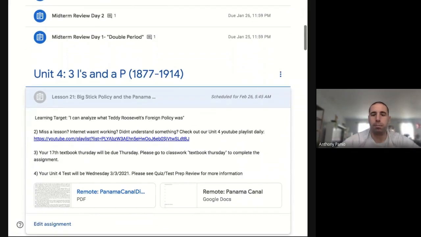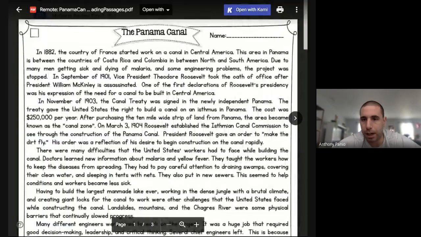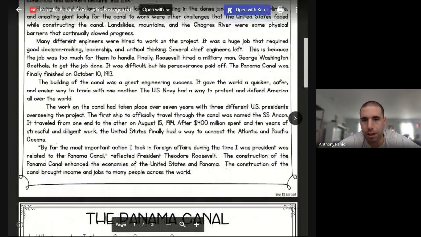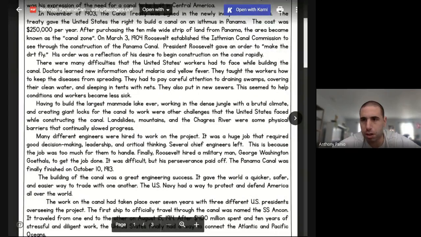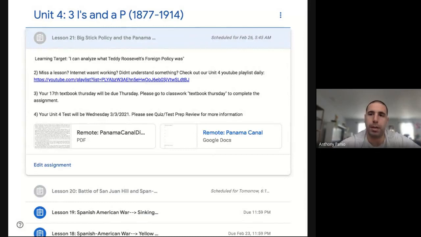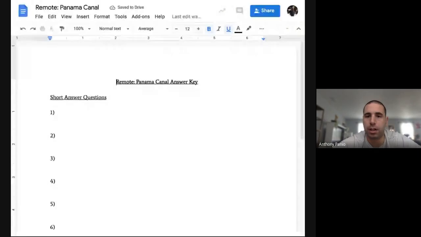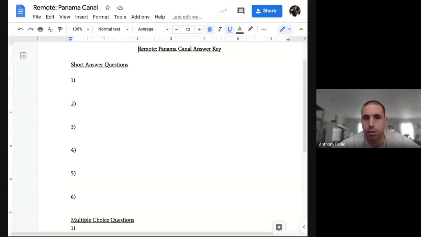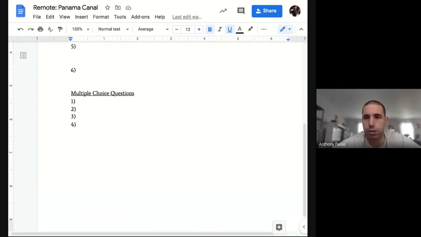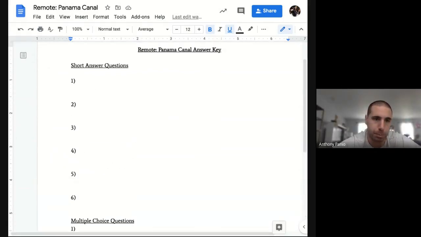Right now, you have a very basic reading on the Panama Canal. Okay, right here's the reading, 1 page long. We'll kind of get a better sense of how it kind of got built. Now, Teddy Roosevelt uses the big stick foreign policy. We are not done with it, though. You will see how it's done, and we'll have some videos. And then you're going to answer the questions on the answer key here. You will notice there are 6 short answer questions and then 4 multiple choice questions. Just write the answers down in the correct spots.